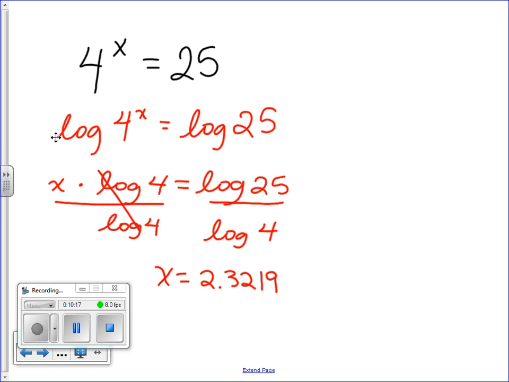Unless you're told otherwise, we generally go to 4 decimal places with logarithms. That's kind of the unwritten rule. If they tell you round to the nearest tenth or hundredth or whatever, then fine. Otherwise, it's four decimal places.